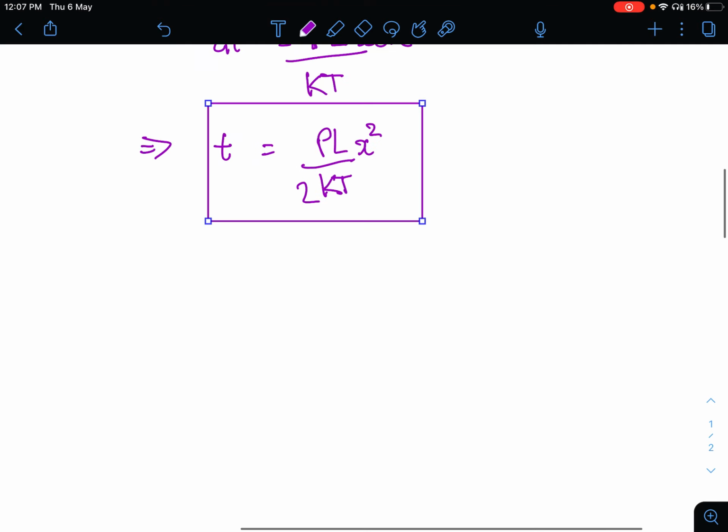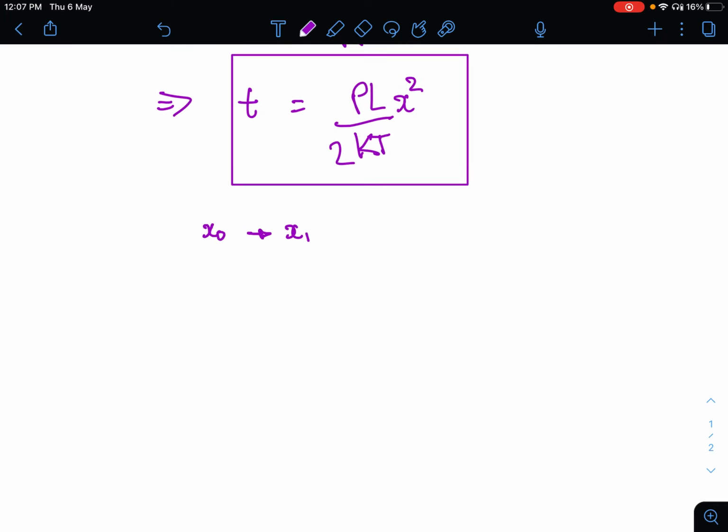Now, what if there is already x naught and you want x1? Let's suppose from x naught to x1. Now, what will the time be? Time will be equal to, you just have to put limits in this integration. That is rho L by 2KT into x1 square minus x naught square. That is the time for forming this from scratch minus the time for forming the second one from scratch.